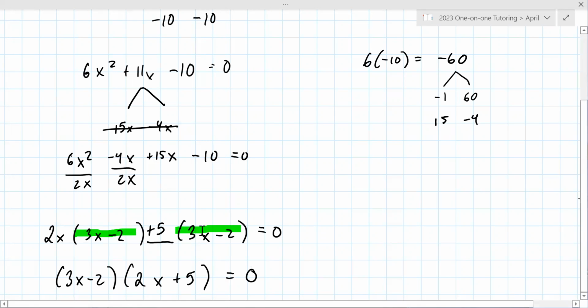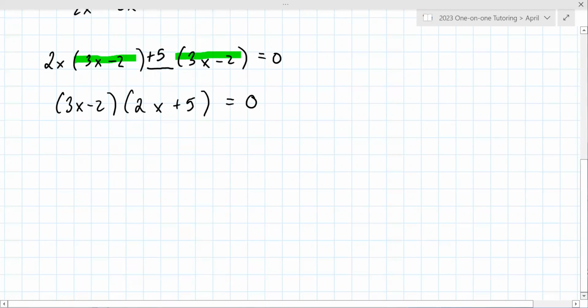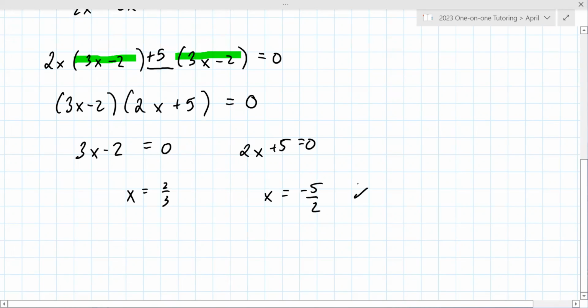All right. Now you set each of those factors equal to 0. I'm sure he can handle it from here. Give me the final answers, please. 2/3 and negative 2.5. Yep. Perfect.